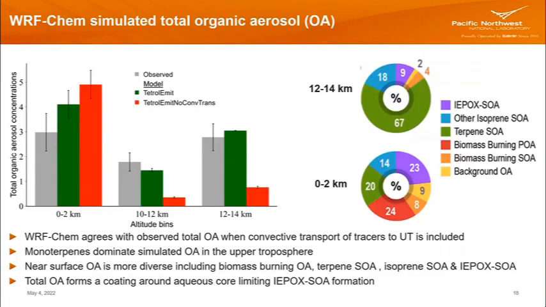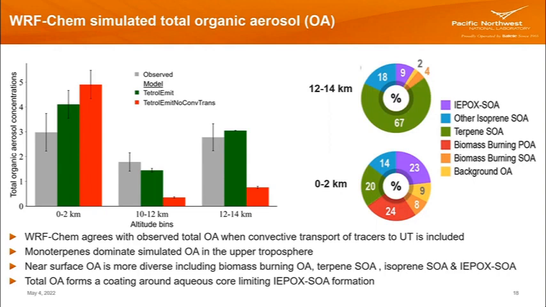So to further understand this, the gray bars I'm showing here are actual observations from the HALO aircraft at 3 different altitudes. And then I'm showing 2 sensitivity studies. The green bar has atmospheric chemistry for IEPOX SOA, but it also has a source of direct emissions of methyl tetrols. And you see, especially if you focus on the upper troposphere, like 10 to 12 or 12 to 14 kilometers, it comes pretty close to the observations.